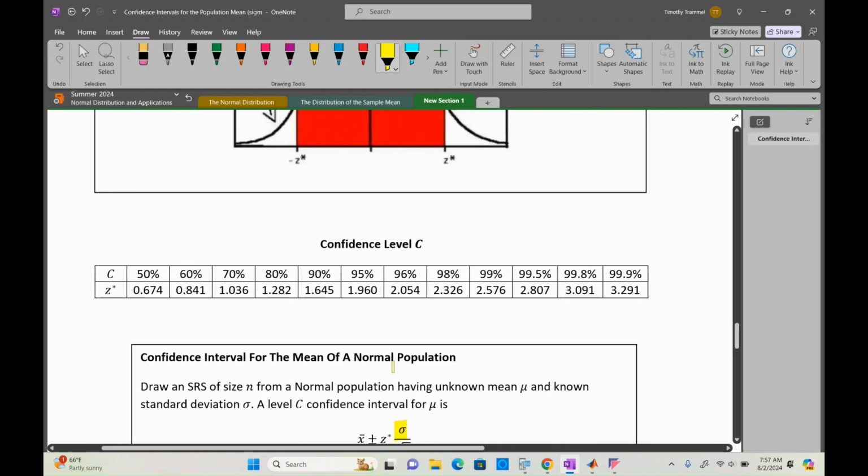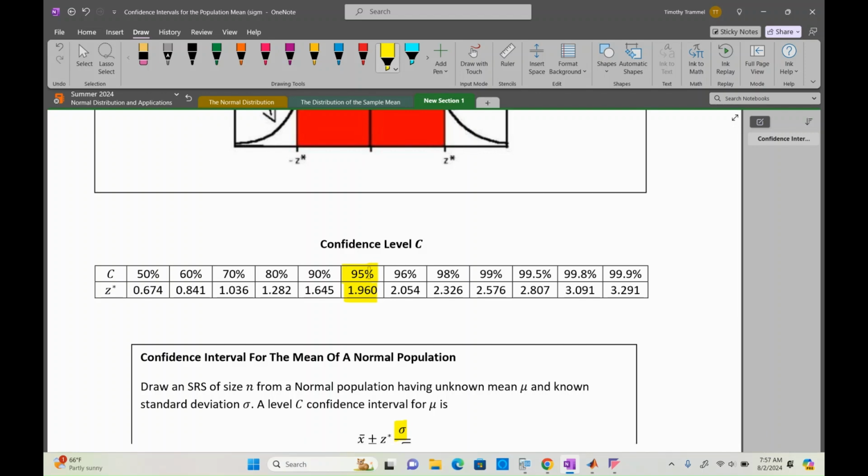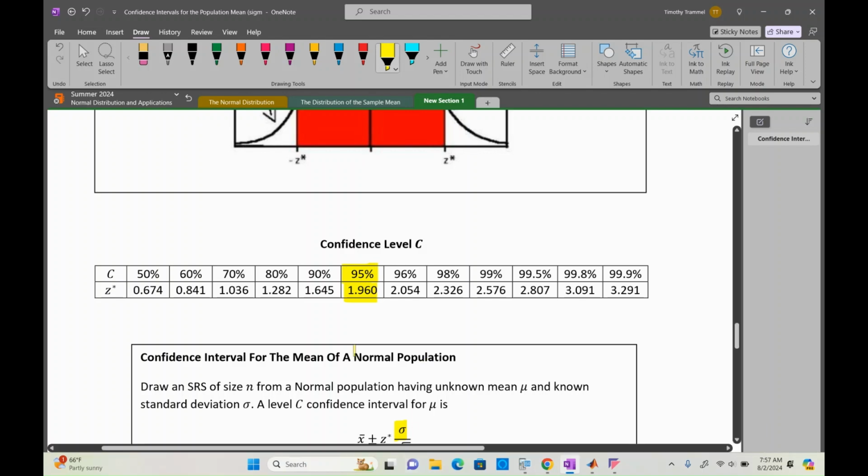You can notice here for 95%, this comes very close to what we saw with our empirical rule. This is essentially telling you that approximately 95% of the data is within 1.960 standard deviations of the mean. But let's see how we can actually find one of these.